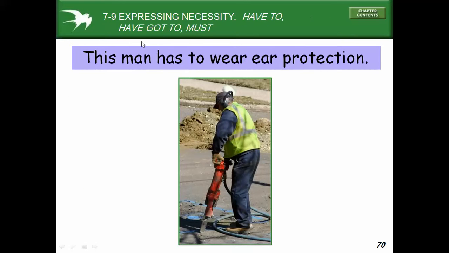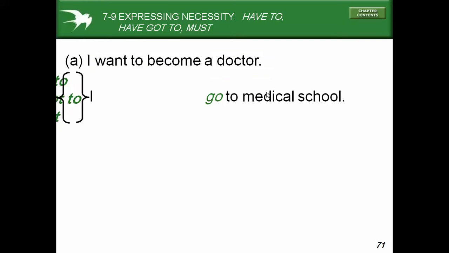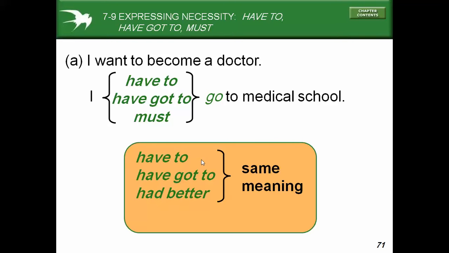Okay, have to, have got to, and must. This is necessity. This man has to wear ear protection. I want to become a doctor. I have to go to medical school. I have got to go to medical school. I must go to medical school. Have to, have got to, and must have the same meaning.